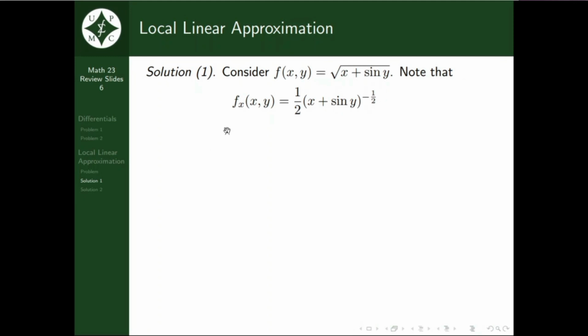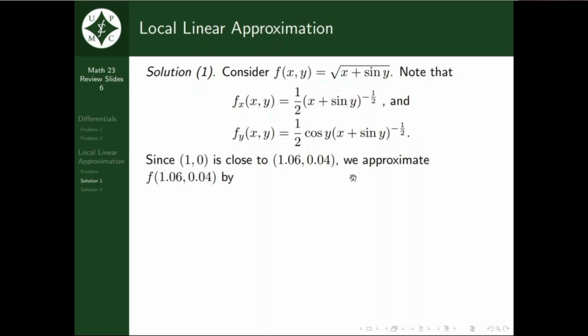So, we take note that the partial of f with respect to x is just equal to 1/2 of x plus sine y raised to negative 1/2. So, it's equal to 1 over 2 square root of x plus sine y. And then its partial with respect to y is cosine y over 2 square root of x plus sine y. So, we need to take note that our x, y from the problem is 1.06, 0.04, because if we substitute that here, it is exactly the value that we are looking for. So, we need to take note that 1, 0 is very close to the point that we are looking for.